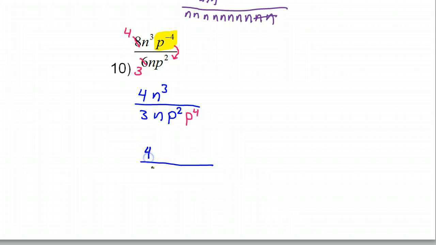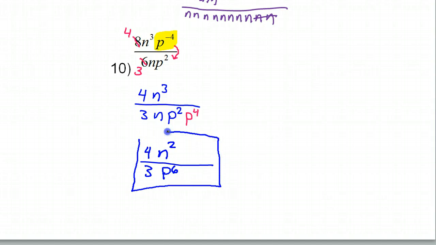Okay, so I've still got my 4 over 3. Now these n's, this n is going to cancel one of these out, so I will have n squared. These p's, you add those powers, so I'm going to have p to the 6th power. And that is the final answer.